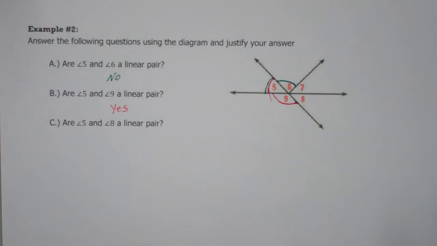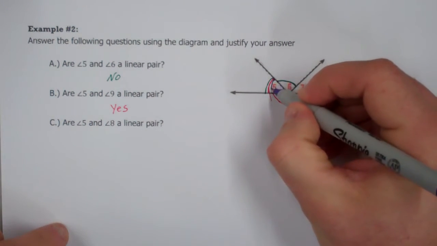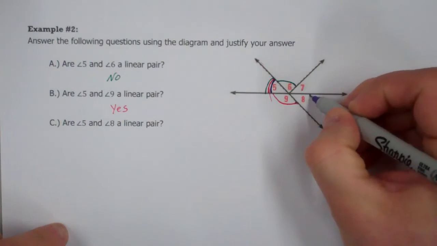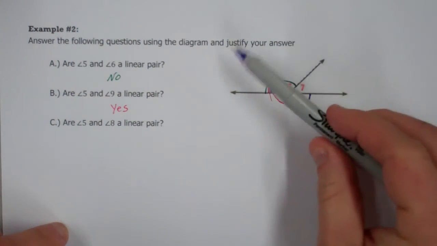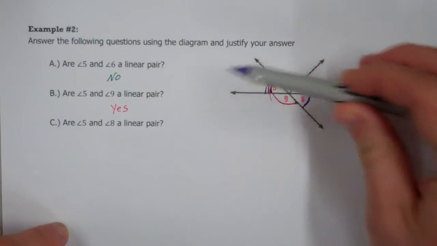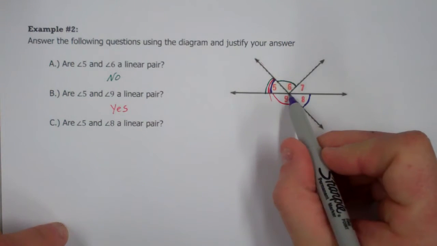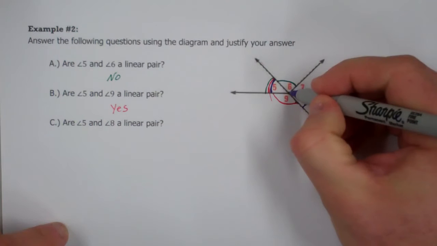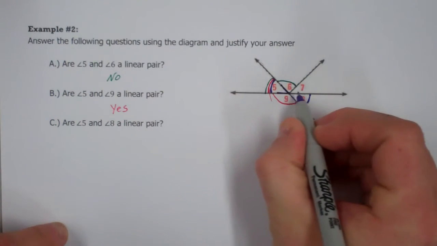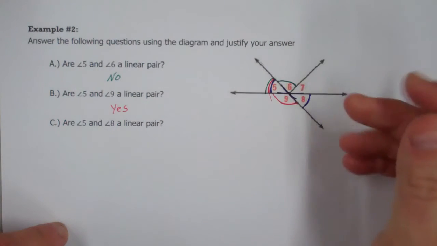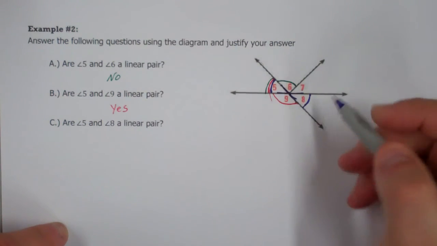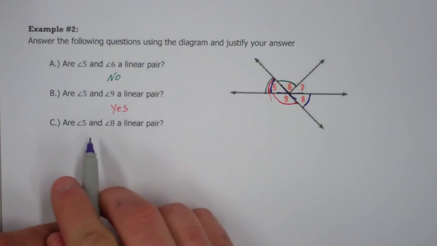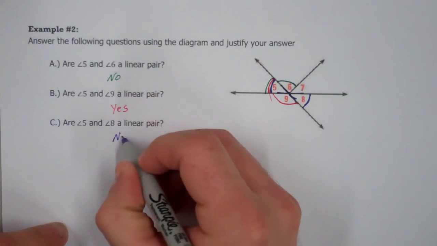Let's check and see for the next one, 5 and 8. So 5 is again this angle, and then 8 is this angle. So 5 and 8 are formed by two intersecting lines. However, they're not adjacent. 5 has these sides right here and here. 8 has these sides right here and here, and they don't share a side. They're not adjacent. So they aren't a linear pair. These two angles have a special name. They're called vertical angles. But we're not asked to write that down. We're just asked to state whether they're a linear pair or not. So this one would be no.